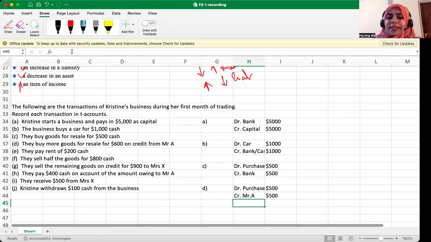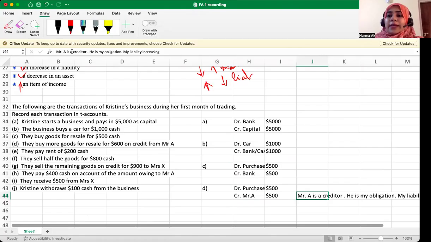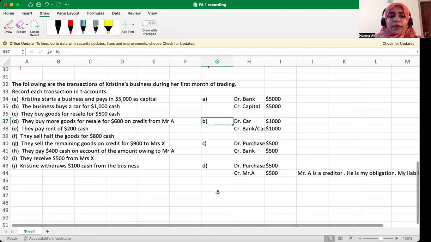What did I say? Mr. A is a creditor, and a creditor is my obligation. And if he is my obligation, my liability is increasing, right? My liability is increasing. So when my liability increases, I credit.